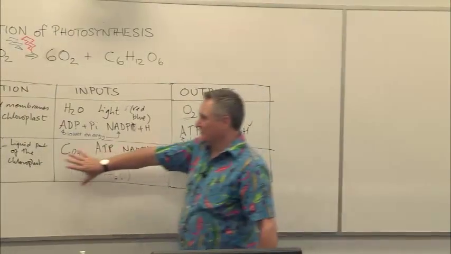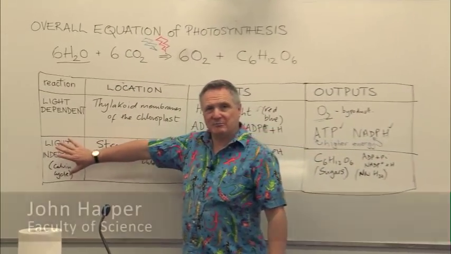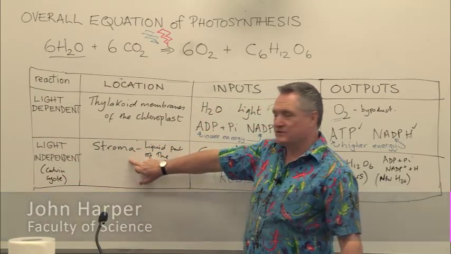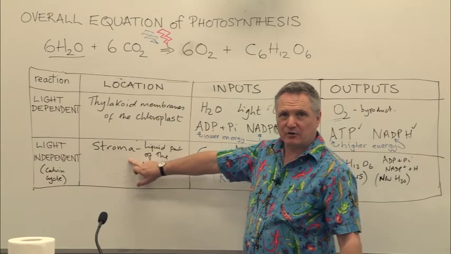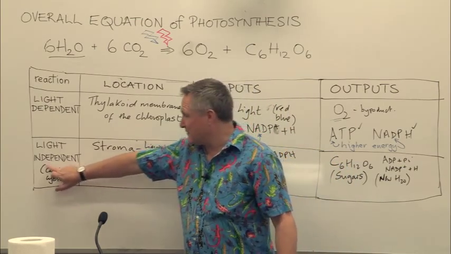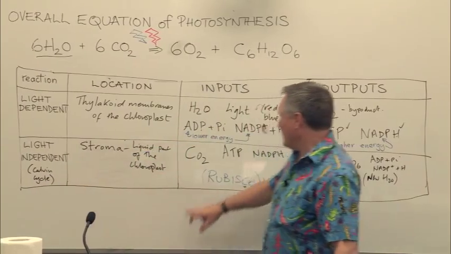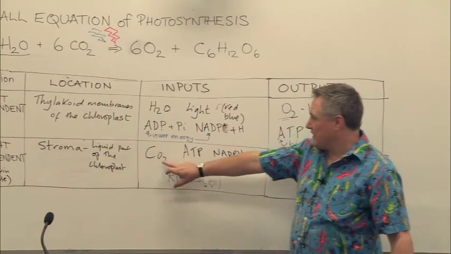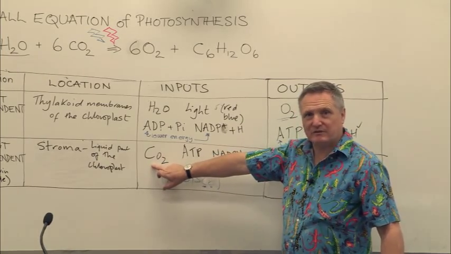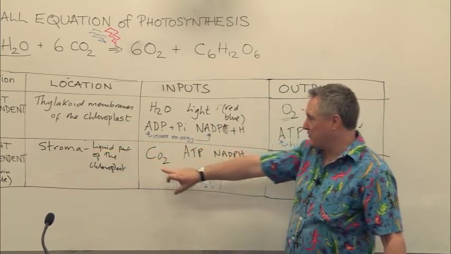Here we are. We're going to finish off with a bit more detail about the light-independent reactions, which occur, as you see here, in the stroma, which is the liquid part of the chloroplast, also called the Calvin cycle or the Calvin-Benson cycle after the people that discovered it. And just to summarize, CO2 is actually involved here, and this is the only place where CO2 is involved in the photosynthesis, in the light-independent reactions.